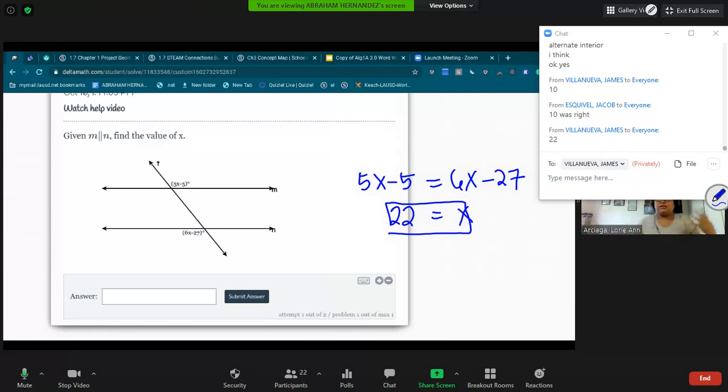So be careful, because in some problems, not necessarily here in Delta Math, when they ask you for the actual measure of the angle, then you have to plug in the value of x. Okay? In this case, you're only getting x by itself.